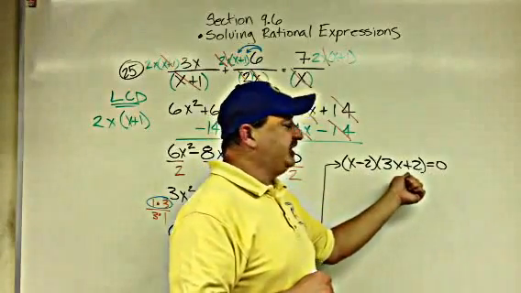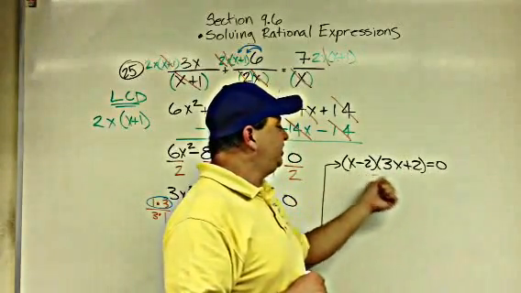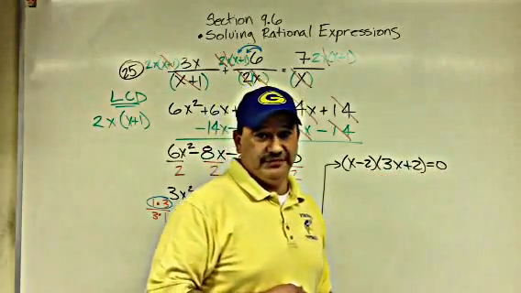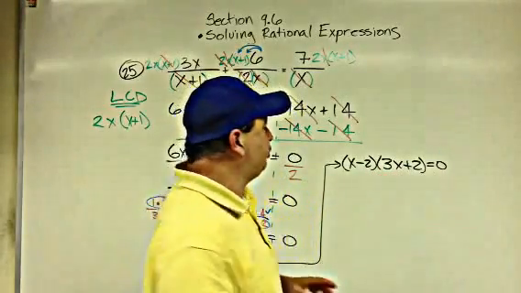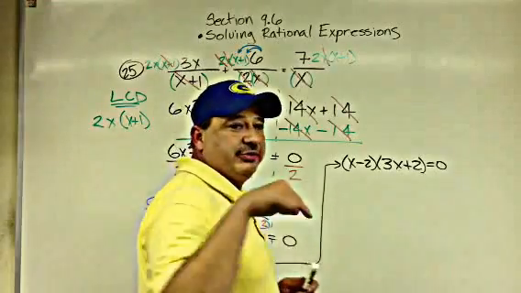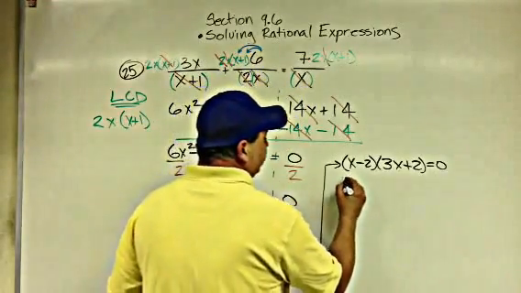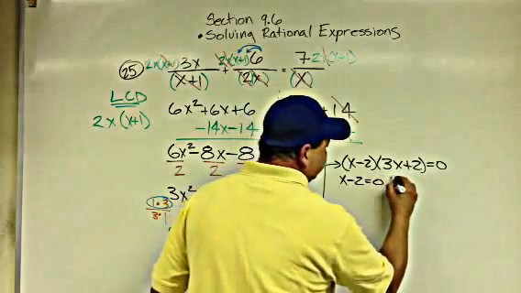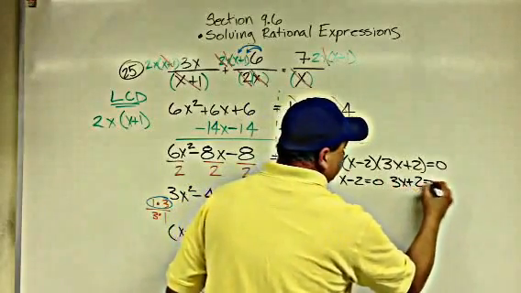Now the zero product property says that if this is 0, 0 times anything is 0. Or maybe this can be 0 because 0 times anything would be 0. Or maybe they're both 0 because 0 times 0 is 0. That would be the zero product property. So I'm going to assume that they're both 0, so I'm going to make them equal to 0. x minus 2 is equal to 0 for that guy. Same with this. 3x plus 2 is equal to 0.